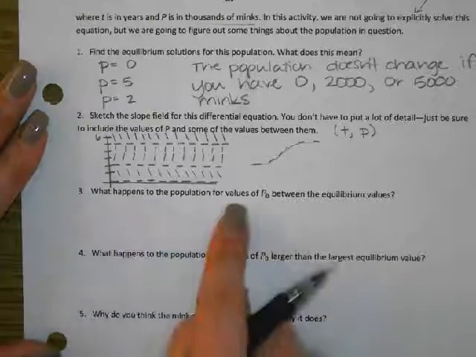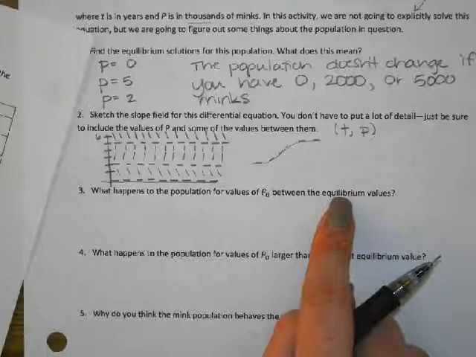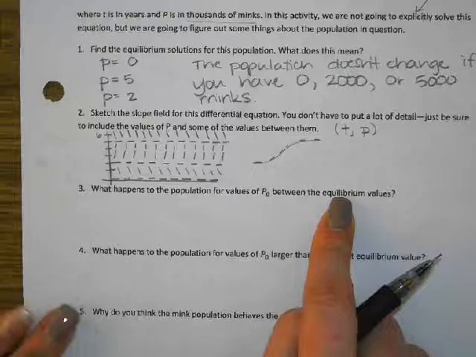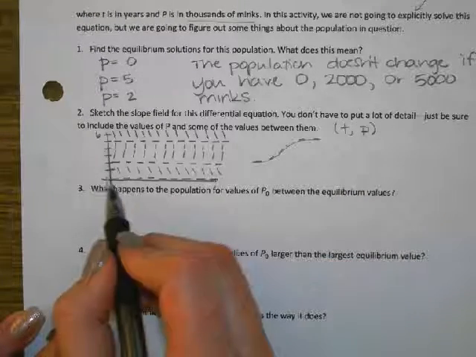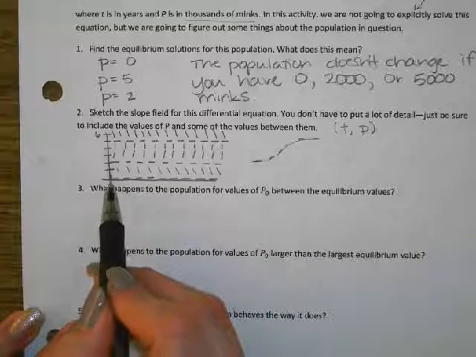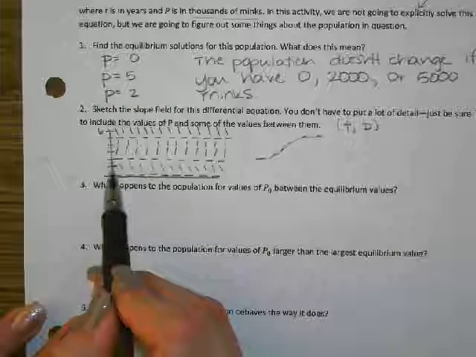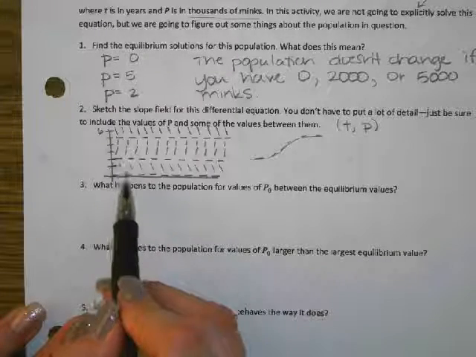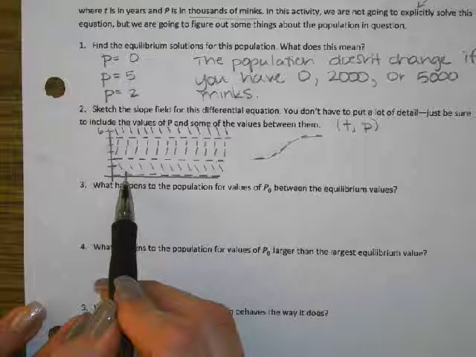What happens to the population for values of p sub 0 between the equilibrium values? So we want to see what's happening if you choose a population value that is in between these points. If your population is between 0 minks and 2,000 minks, what happens to the population over time? It goes down. Do you guys see that?